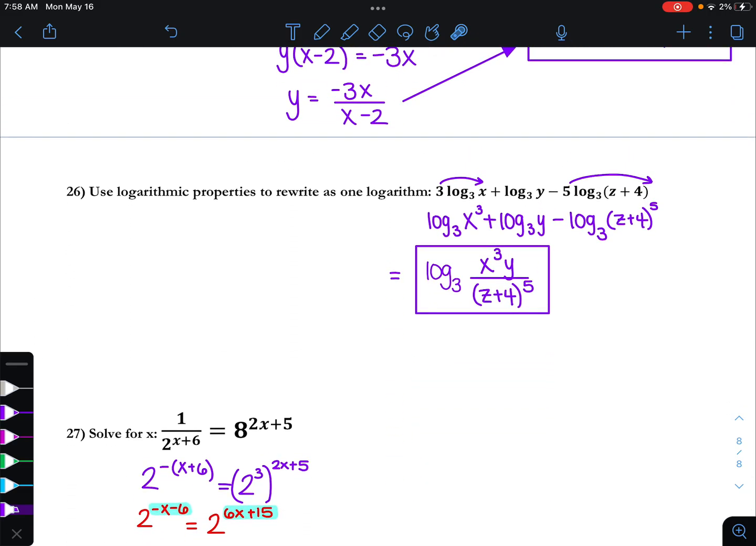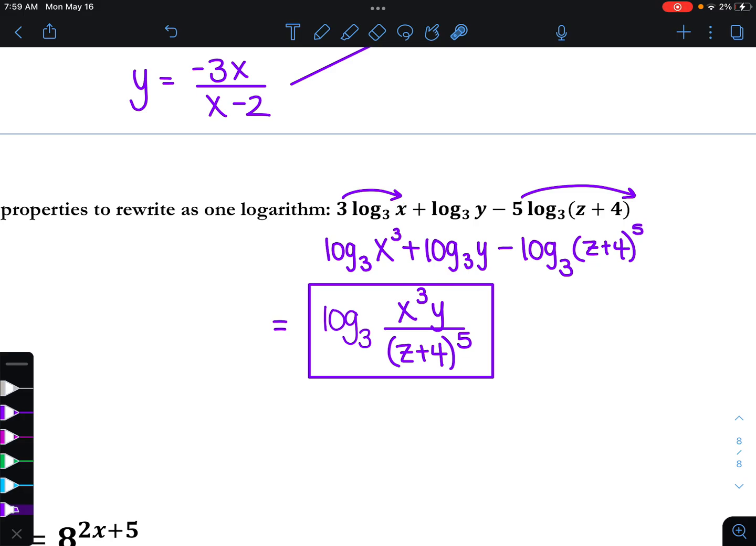If we condense here, so the coefficients become the exponents. Notice the cubed and the 5. Anything that's adding, if the two logs are adding, we're going to multiply their values. And then anything that's subtracting is going to go in the denominator.